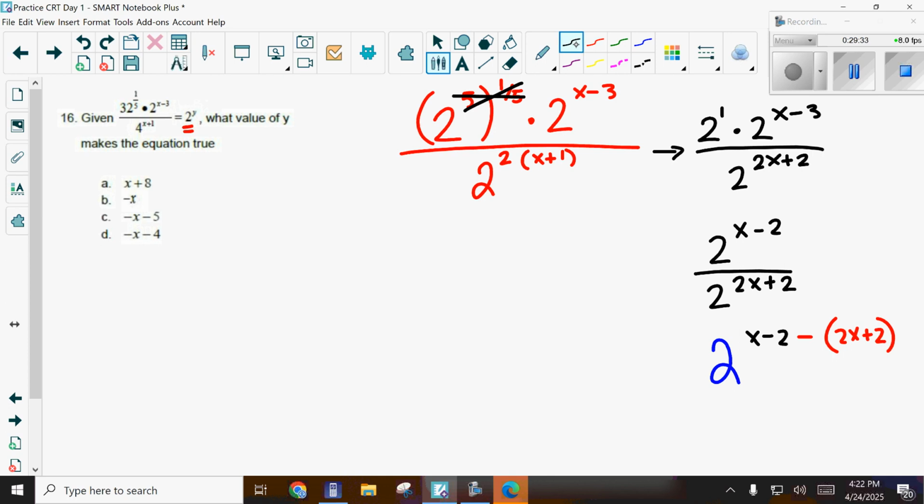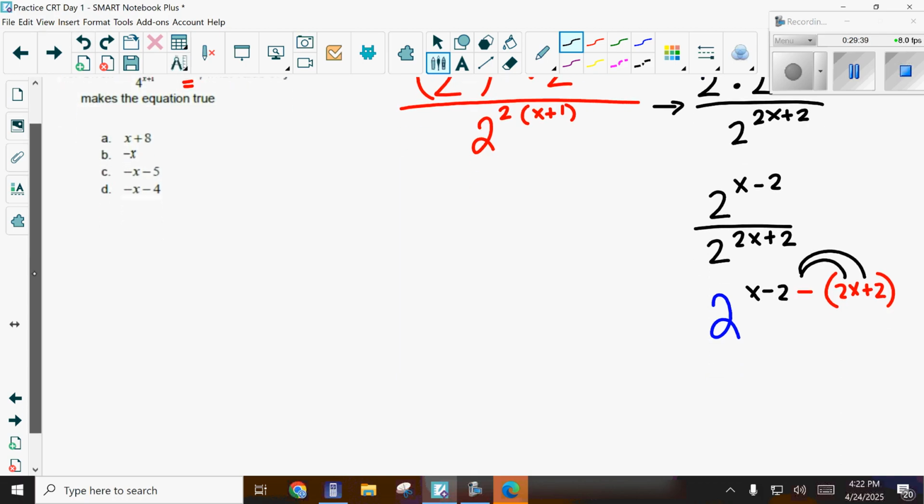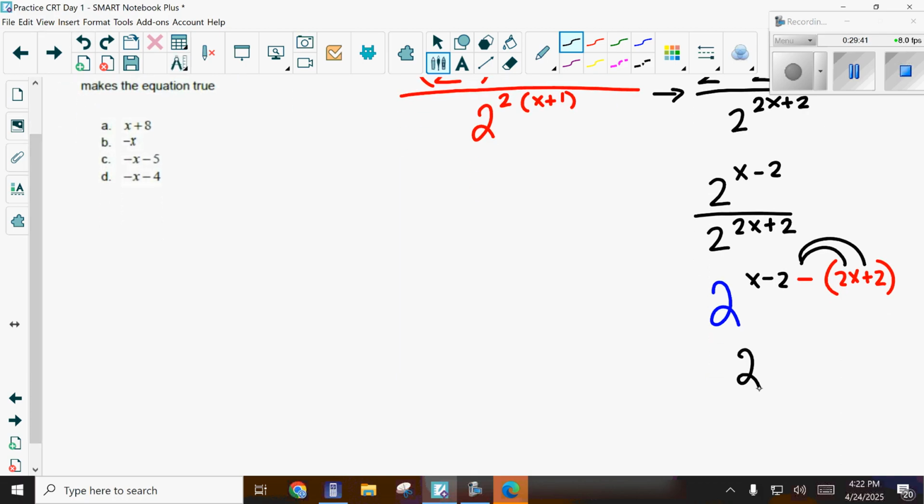Now that minus sign is super important because it's going to distribute here. So that's going to give me negative 2x. Let me scroll this down just a little bit. So I'll have 2 to the x minus 2 minus 2x minus 2. Because when you multiply a negative in, all it does is change all the signs. And you can put your like terms together.